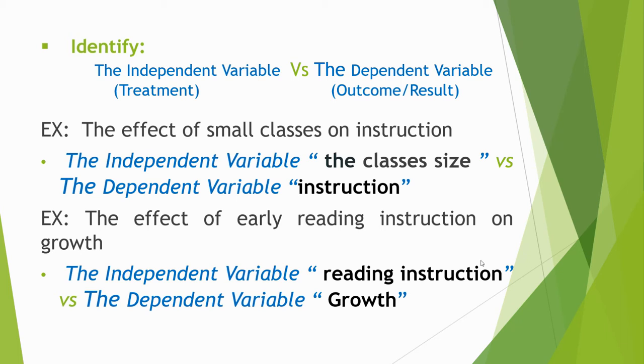First, the effect of small classes on instruction. Based on this example, the independent variable would be the class size and the dependent variable would be the instruction. The second example says the effect of early reading instruction on growth. For this example, the independent variable would be reading instruction and the dependent variable would be growth.